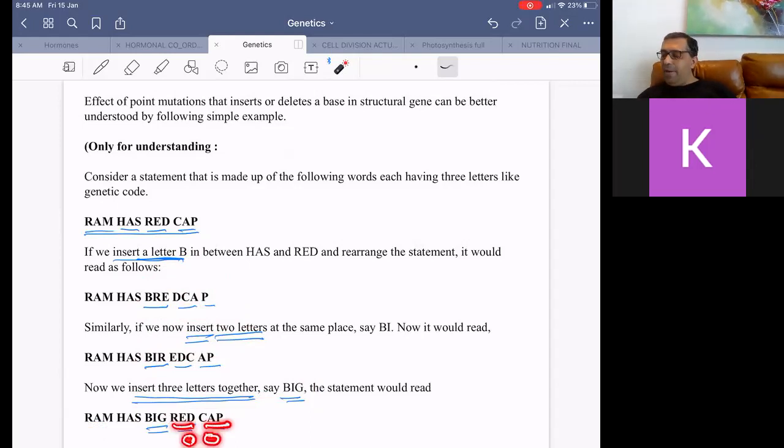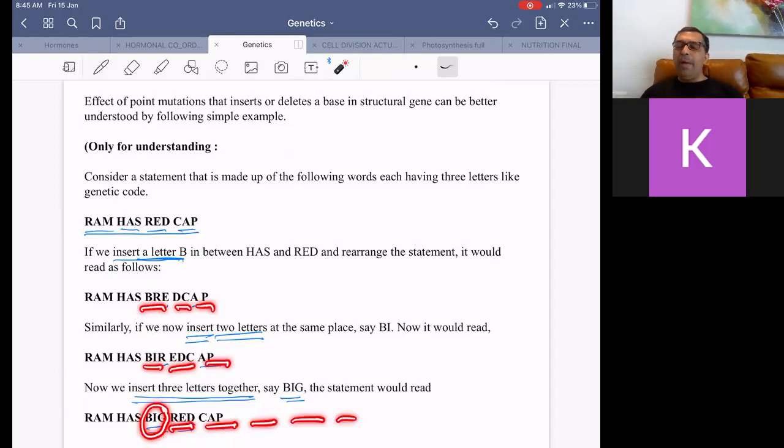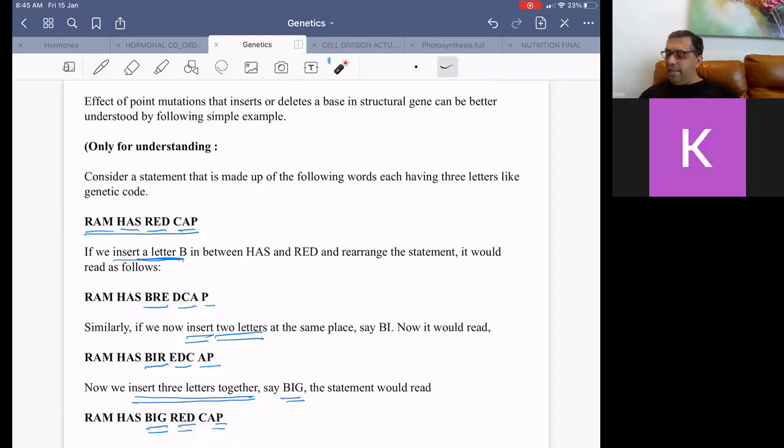So where does the main difference arise? One nucleotide or two nucleotides, that makes the difference. The sequence of all the codons will change. But if we add three nucleotides, the sequence of the remaining amino acids will remain the same. Only an extra amino acid is added because of three nucleotides.